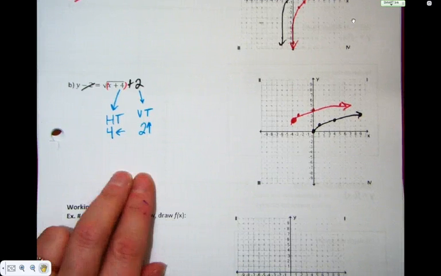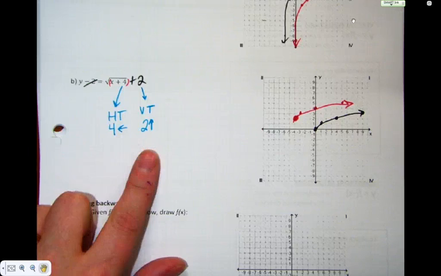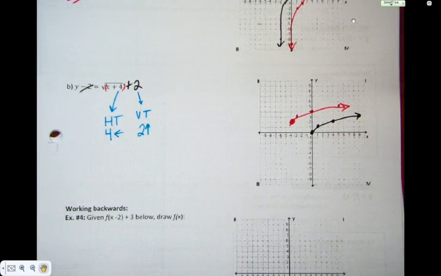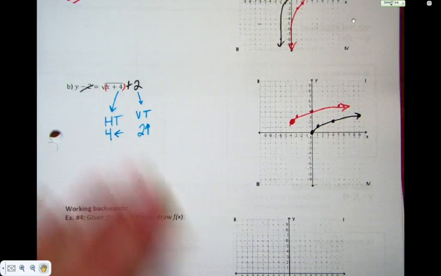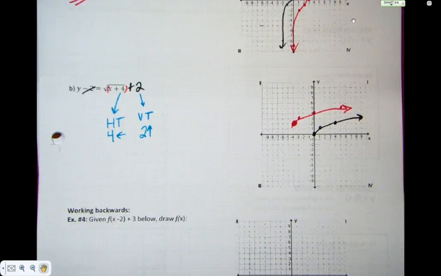Double check. Go back to your description. Did we do what we said we were going to do? Did it go 4 to the left and 2 up? So look back. Look at the black to the red. Did it go 4 to the left and 2 up? And again, you're going to think this is silly at the beginning, but when we're doing multi-transformations, it's always good to just go back and check.